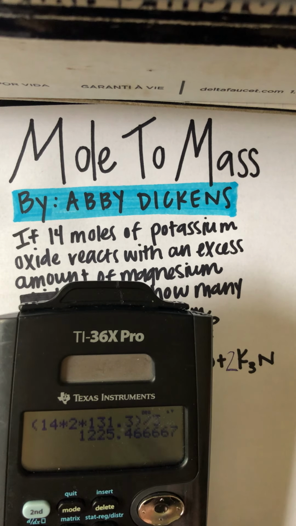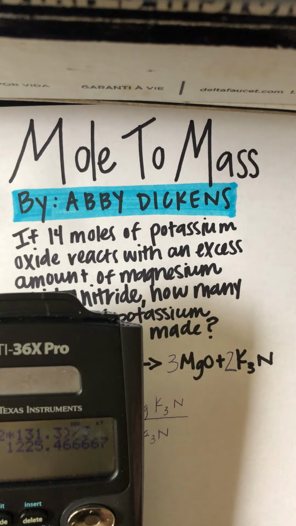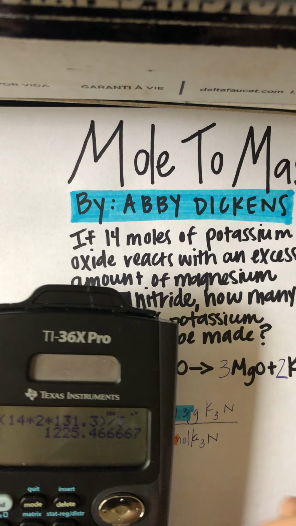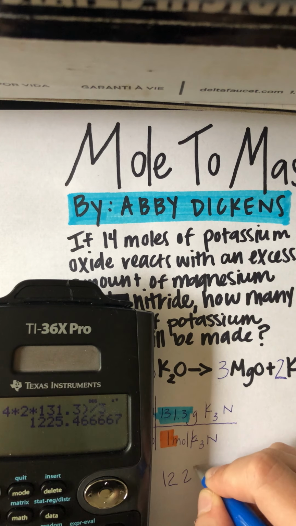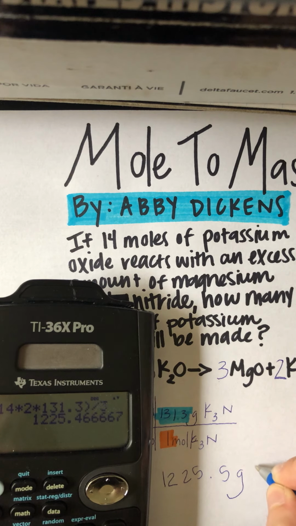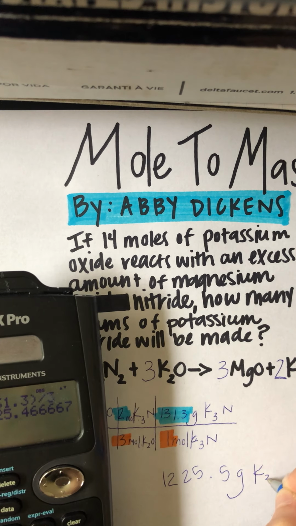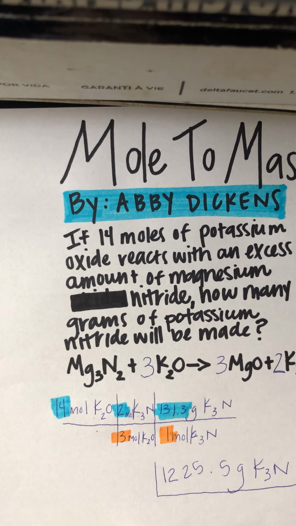1,225 point, we're going to round up the 4 using the 6 and make it the 5. So it's going to be 1,225.5 grams of potassium nitride. And that will be your final answer.